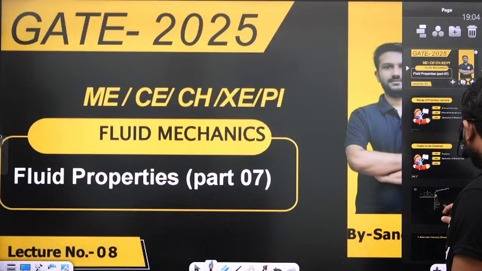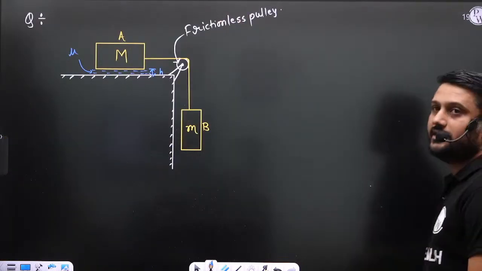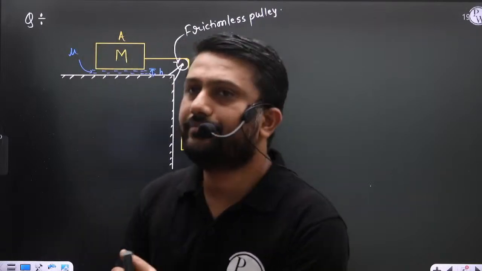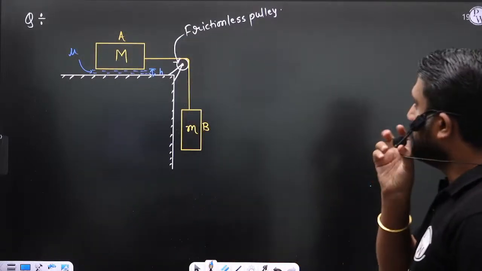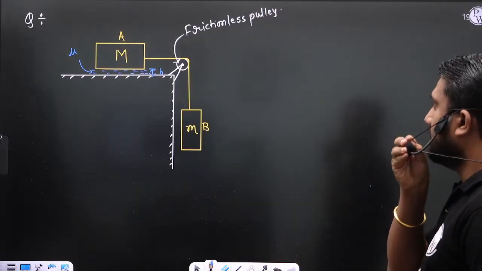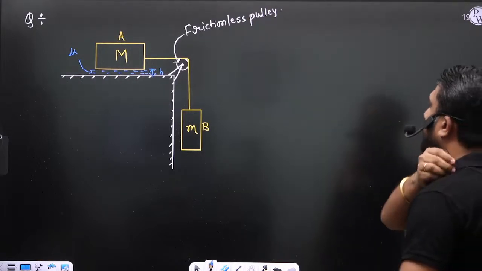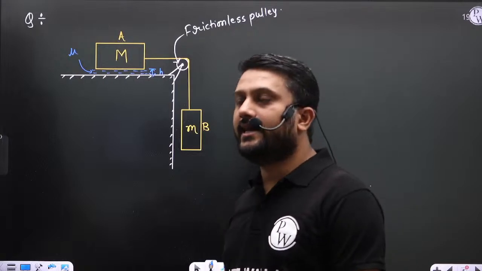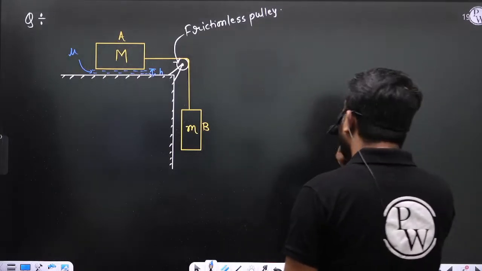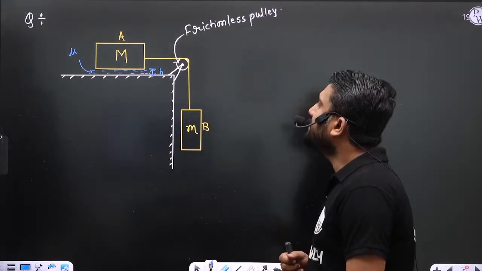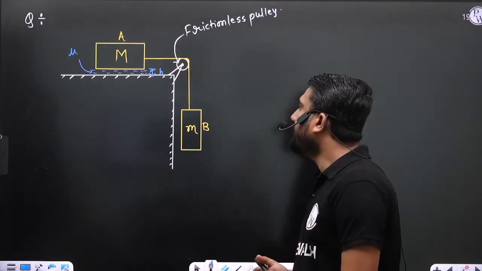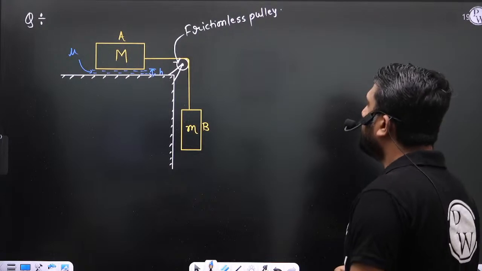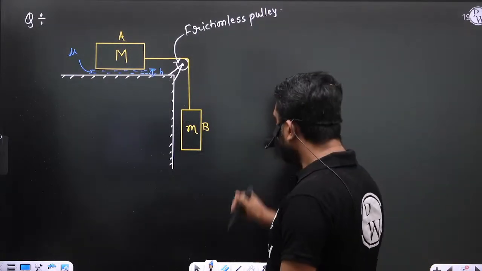Okay, so let's start today's session with this question. In this question, there are two blocks, block A and block B. Block A has mass capital M and block B has mass small m, and both the blocks are connected with the help of a string.